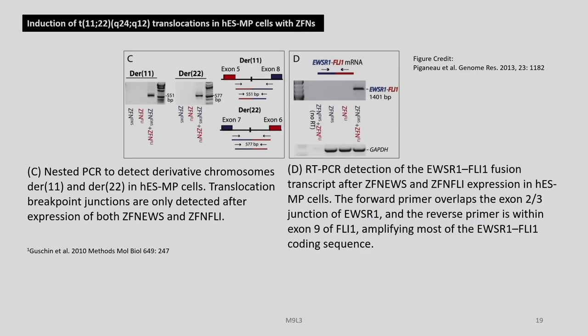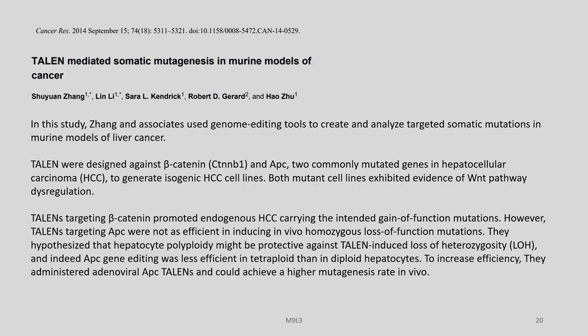Nested PCR was used to detect derivative chromosomes, the DER11 and DER22, in HESMP cells. The translocation breakpoint junctions are only detected after expression of both ZFN EWS and ZFN FLI. RT-PCR detection of the EWSR1-FLI1 fusion transcript can be seen in figure D after the ZFN EWS and ZFN FLI expression in HESMP cells. The forward primer overlaps the exon 2-3 junction of EWSR1 and the reverse primer is within exon 9 of FLI1, amplifying most of the EWSR1-FLI1 coding sequence.